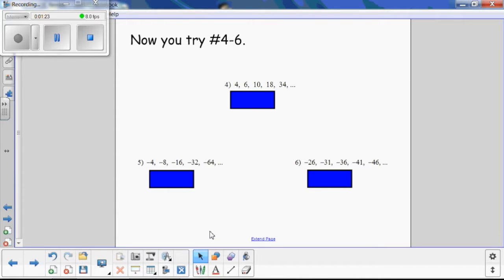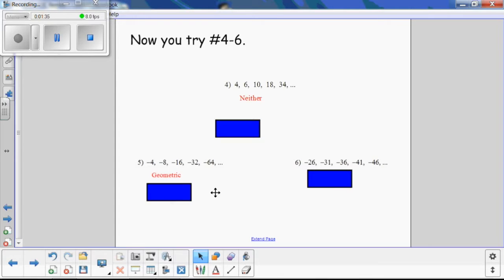Now you try numbers 4 through 6. Number 4 was neither arithmetic nor geometric. Number 5 was geometric, and number 6 was arithmetic.